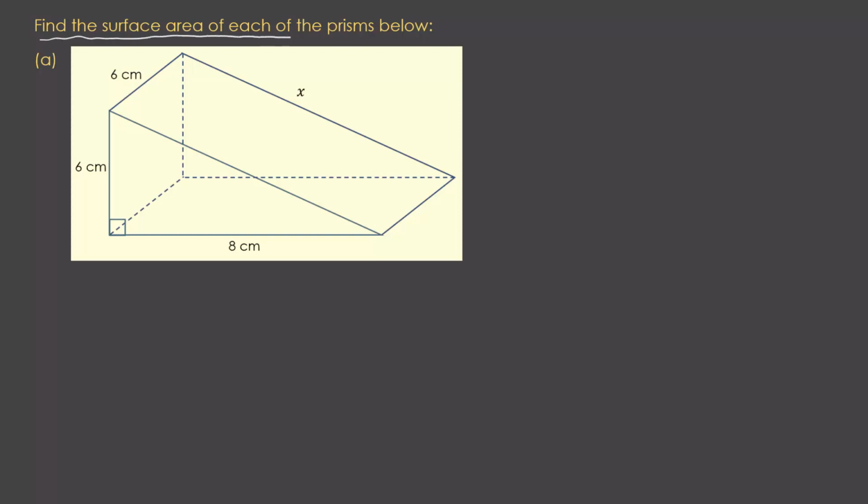Find the surface area of each of the prisms below. So if we look at the first one, we've got a triangular prism and the end is a right-angled triangle. Now I've got an X here to remind us that we're going to need the length of that slope. So let's have a quick look at that triangle.